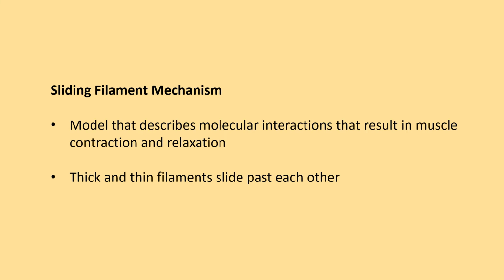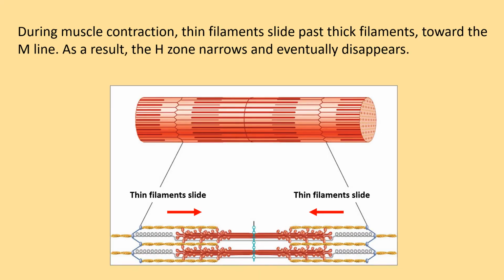So according to the sliding filament mechanism, the thick and thin filaments slide past each other, and this is responsible for shortening the sarcomere and of course shortening the entire myofibril. And one muscle cell is full of myofibrils. And when all those myofibrils get shorter, the whole cell gets shorter. And we call that contraction of a muscle fiber. So in this image, we have much prettier arrows indicating the direction in which the thin filaments move during muscle contraction. And that will cause the whole sarcomere to shorten.